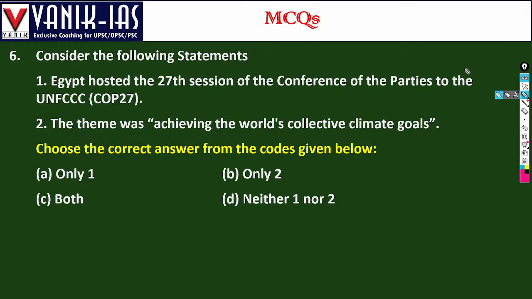Egypt hosted the 27th session of the Conference of the Parties, UNFCCC COP 27. What is the theme of COP 27, which is now being organized in Egypt? COP 27 means Conference of Parties. The theme was achieving the world's collective climate goals.